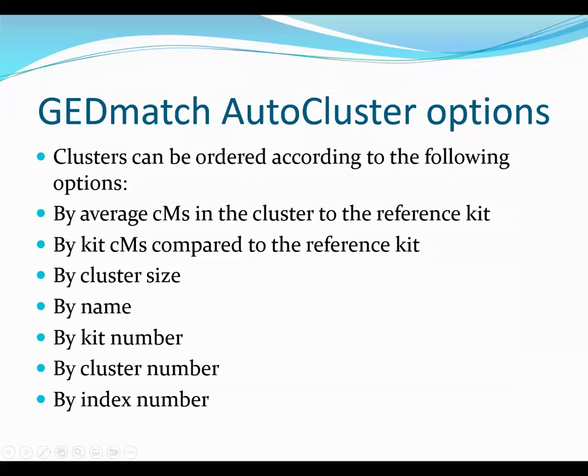You can sort the clustering results by various different options, which I've included here. The ones that I generally use are cluster size and the average number of shared centimorgans. Those are the primary options that I use, but I just want you to know that you can sort them by other different things, and I've included the rest of those options on this slide.